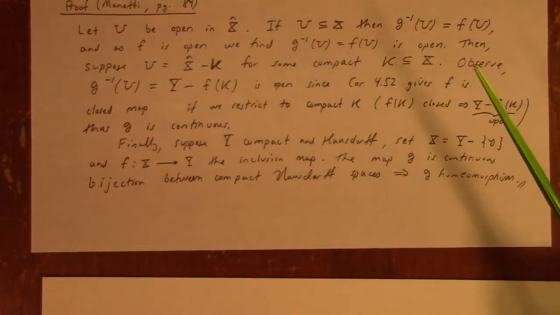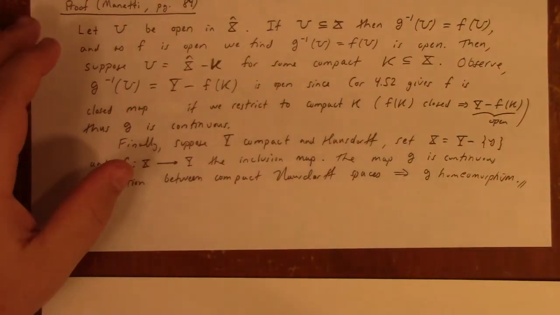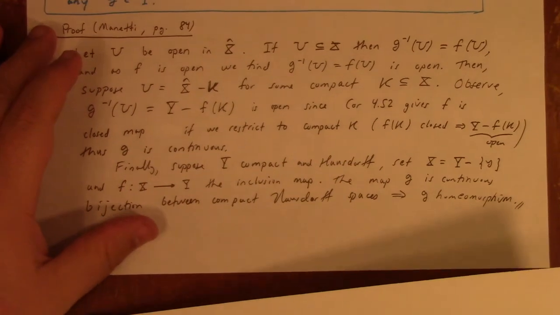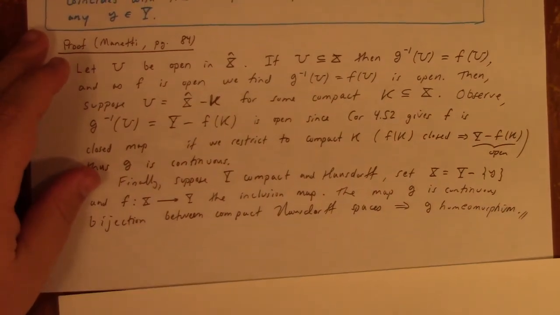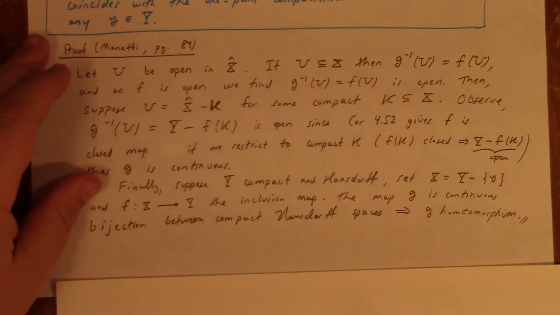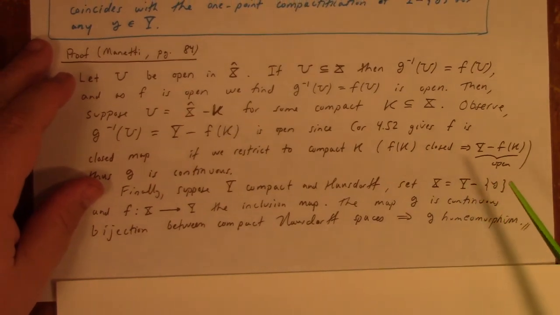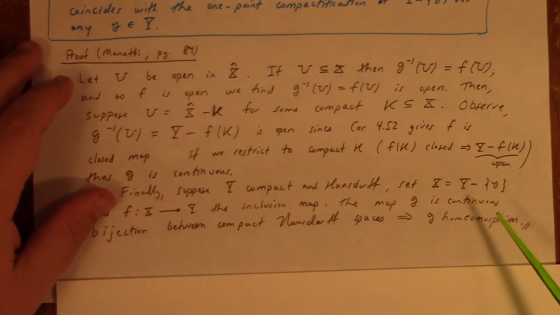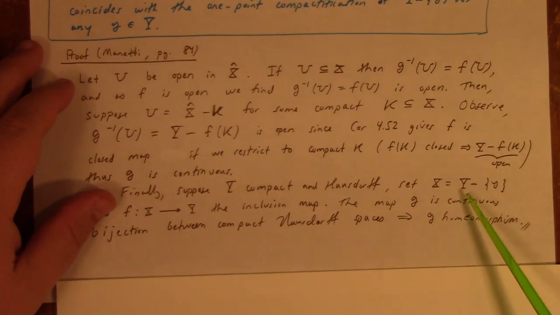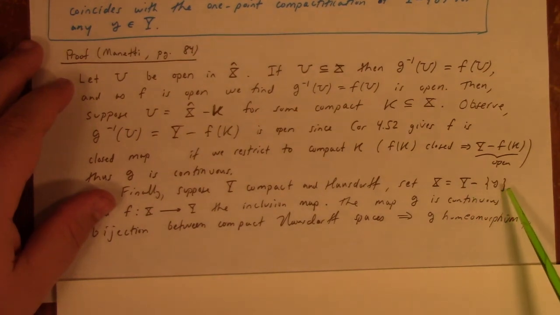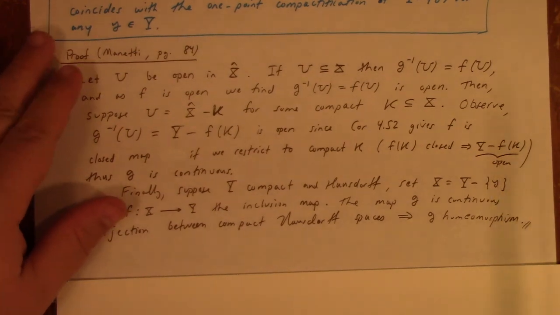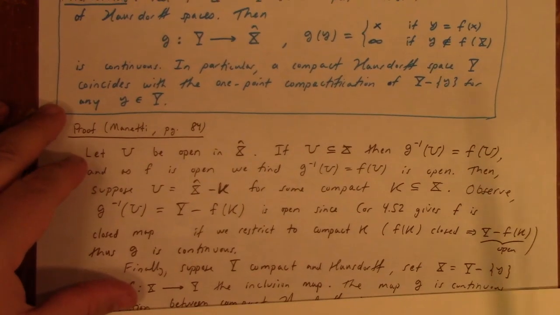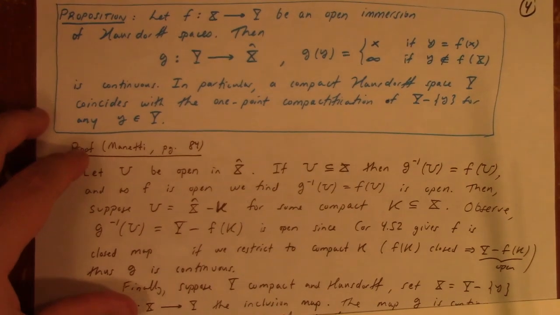And we just proved it's continuous. F was assumed to be an open immersion, which makes it continuous. So then F suitably extended becomes the homeomorphism from the compactification of the deletion to Y again. And then the inverse of that map is this G that we're talking about up here. Huh. Interesting.